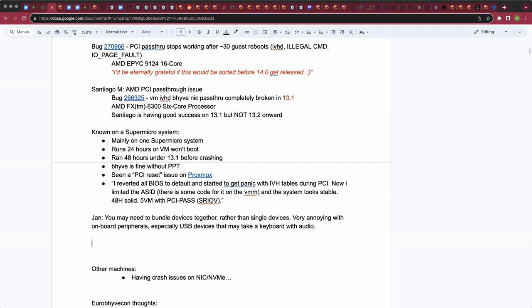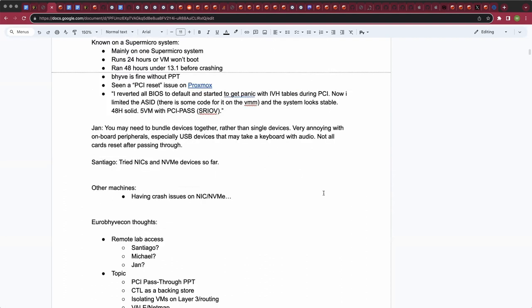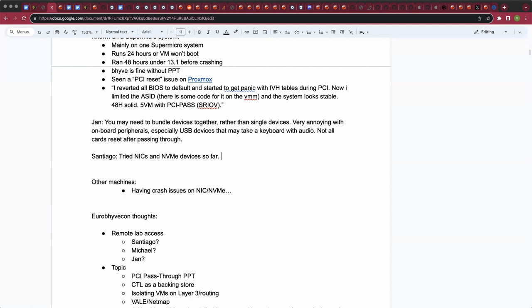So Santiago, I understand you've tried NICs and NVMe devices. Yeah, so the issue that... No, go ahead, please. Another issue I've seen is that some cards don't reset completely. If you pass them through, only a function level reset is performed and it's not expanded correctly, so the driver may not attach. I've encountered this, for example, with Intel gigabit cards. You can pass them through, but it only works the first time. Once you reboot the guest, the driver will refuse to attach because the hardware is not in the initial reset state it would be in.